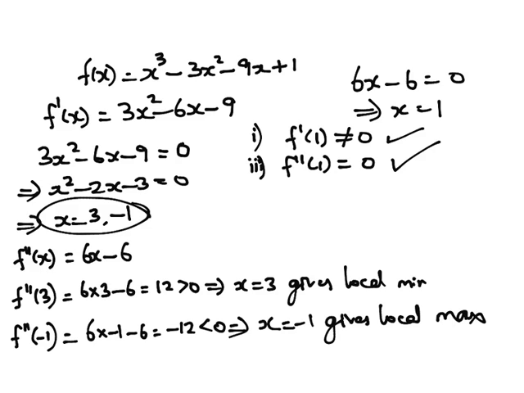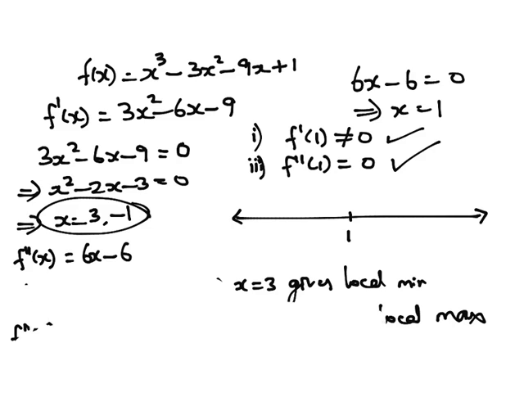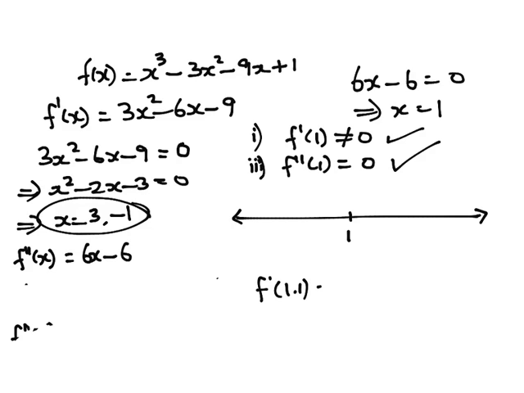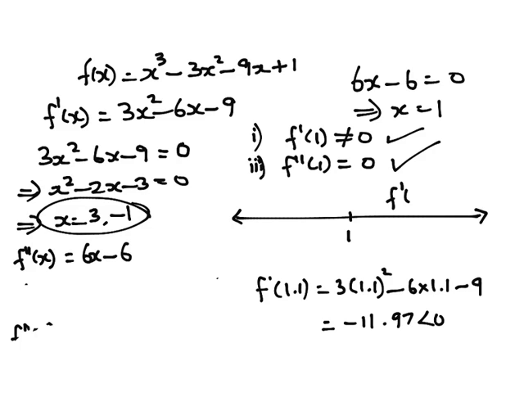So what is the second condition? Before and after 1, the first derivative should have the same sign. Let me check. So 1 here. Let me take a value more than 1 and substitute in the first derivative. Let's say 1.1. So f dash of 1.1 is 3 times 1.1 squared minus 6 times 1.1 minus 9, which will give me minus 11.97, which is negative. So f dash of x is negative.